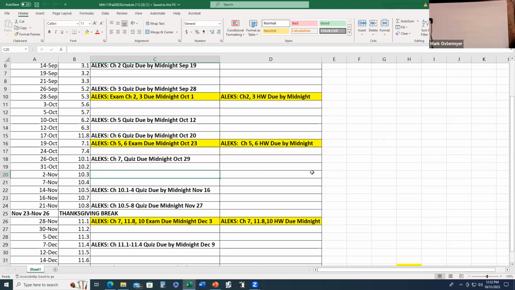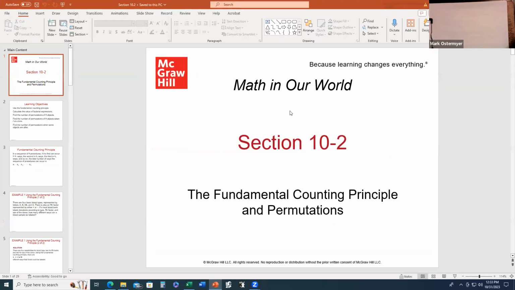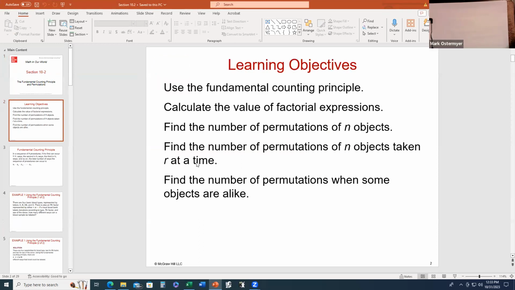All right, so here we go, ladies and gentlemen, section 10.2: the fundamental counting principle and permutations. By the time we get done with section 10.2, we will know how to employ the fundamental counting principle, calculate the value of a factorial function, find the number of permutations of n objects, find the number of permutations of n objects taken r at a time, and find the number of permutations when some objects are alike or repeats of each other.